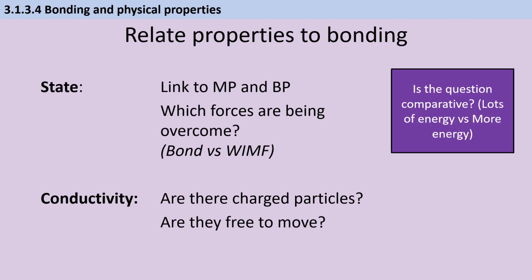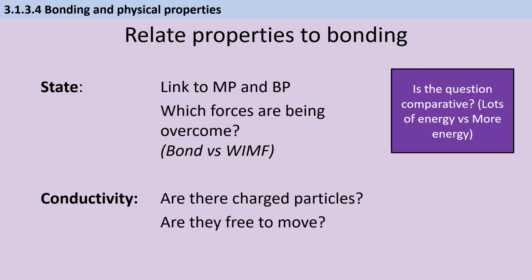In a question about properties, the first thing you want to ask yourself is: is this comparative, or is it just about one substance? If you're asked why A has a higher melting point than B, you need to be talking in terms of it having more energy needed to overcome the forces. But if you're just asked why does A have a high melting point, then you need to be saying it takes a lot of energy to overcome those forces. It sounds like a really pernickety thing, but it will cost you marks in the exam.